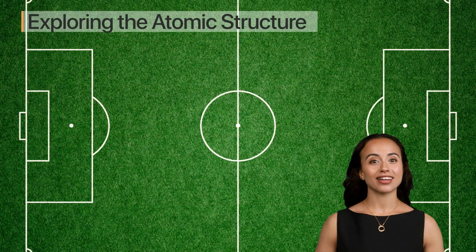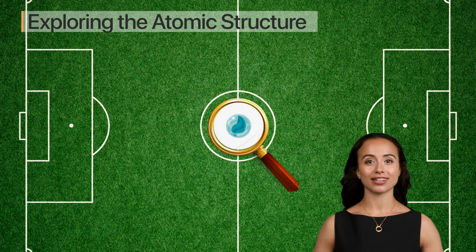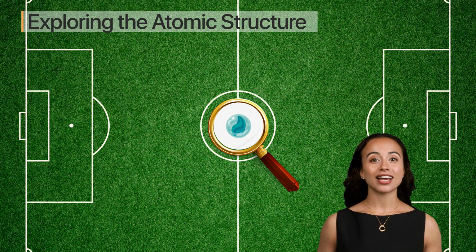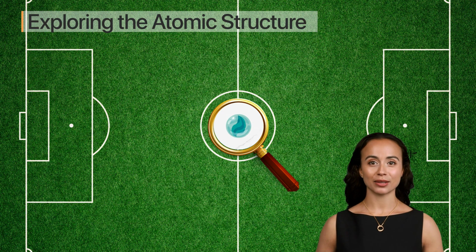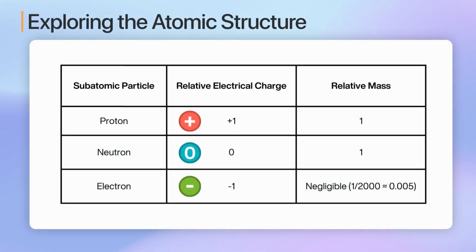If an atom were the size of a football stadium, its nucleus would be the size of a small marble at the center of the field. The rest of the atom would be mostly empty space, with the electrons whizzing around the stadium like tiny gnats. The following table summarizes the properties of protons, neutrons, and electrons.